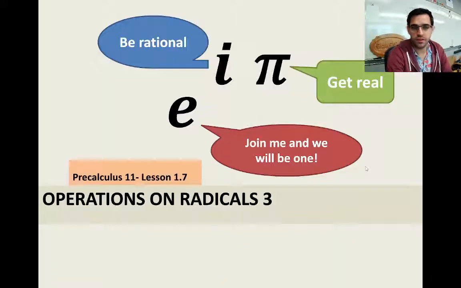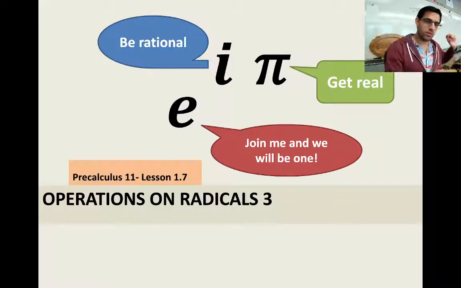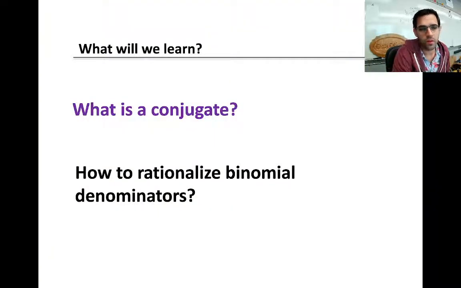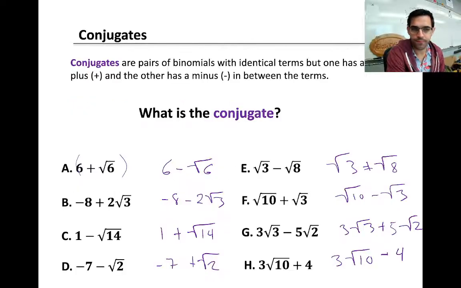Alright, this is lesson 1.7 of our Pre-Calc 11 class. Unit 1 is called Radicals and Rational Exponents. Lesson 7 is called Operations with Radicals 3. That was a good stretch. In this lesson, we're going to talk about what is a conjugate, and related to that, we're going to talk about how to rationalize binomial denominators, which is related to conjugates, but we'll get into that.